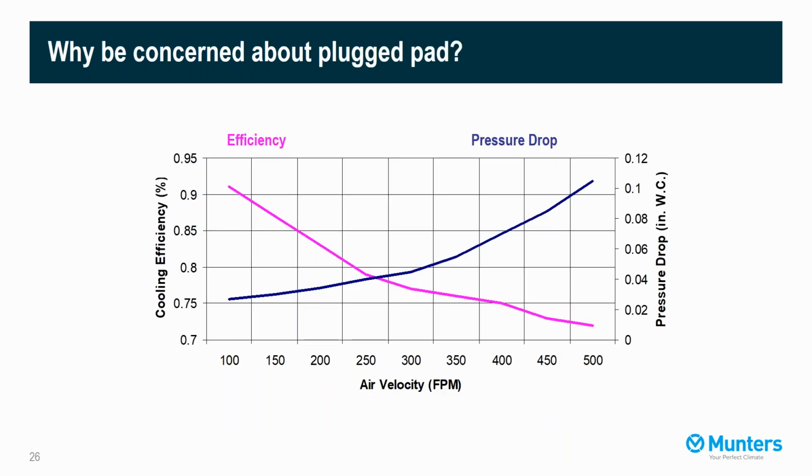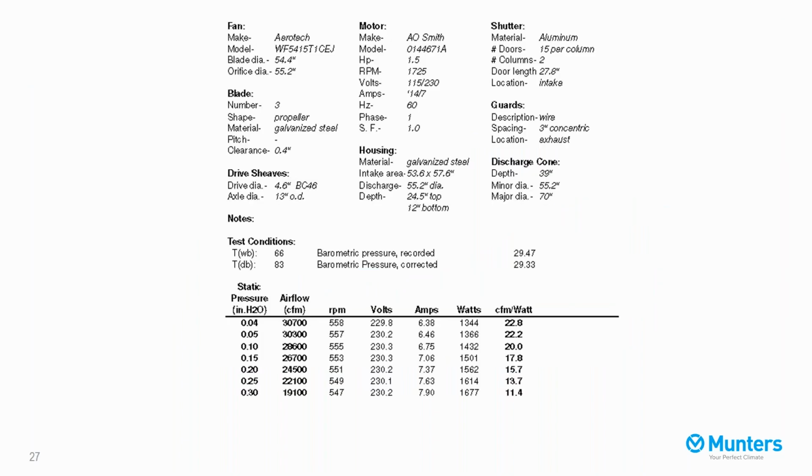So why should we be concerned about plugged pads? If the pads get plugged up, that's going to increase the pressure in the system, which will increase the air velocity, and then that will in turn reduce the cooling efficiency of the pad. And as the pressure goes up here, the airflow of the fan will be reduced.